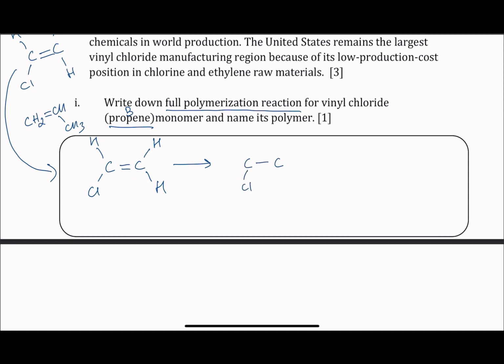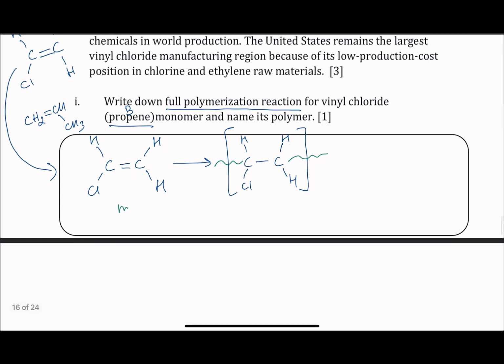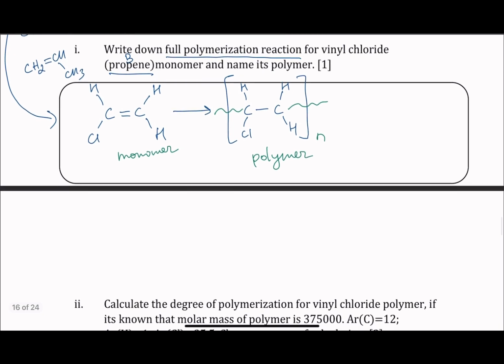So I'm just going to break the double bond. I will write my chlorine, hydrogen, hydrogen, hydrogen, and then I would put this in a bracket, and then I would just attach another monomer from both sides. So this is a monomer, and now I made a polymer with the n number, which is not given to us yet. And the name of this polymer is going to be polyvinyl chloride.